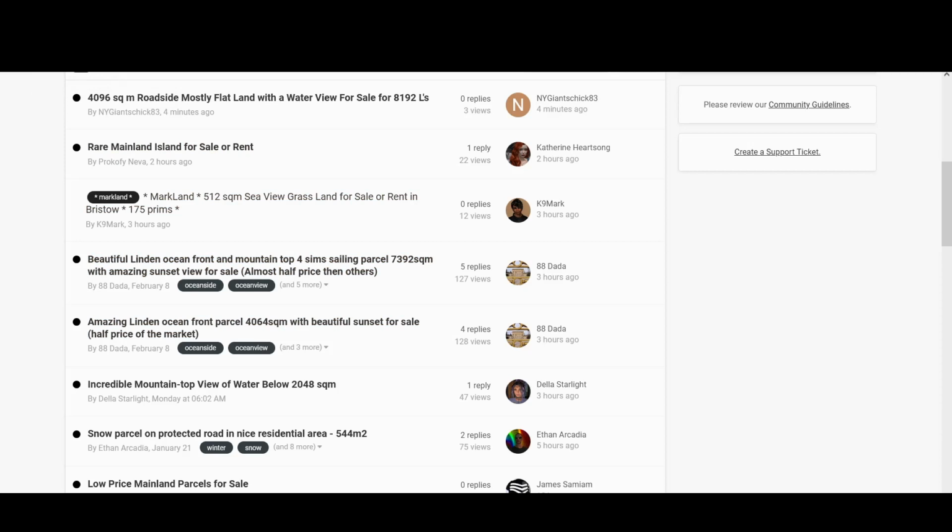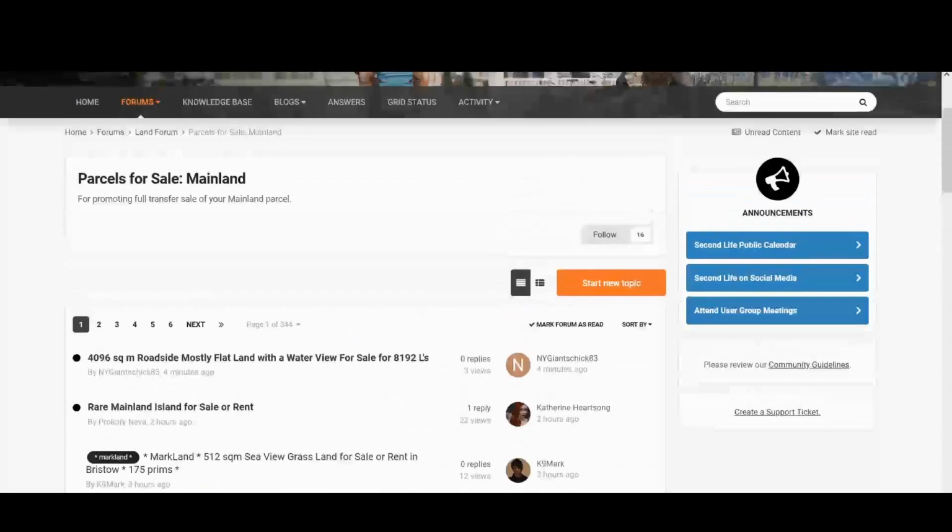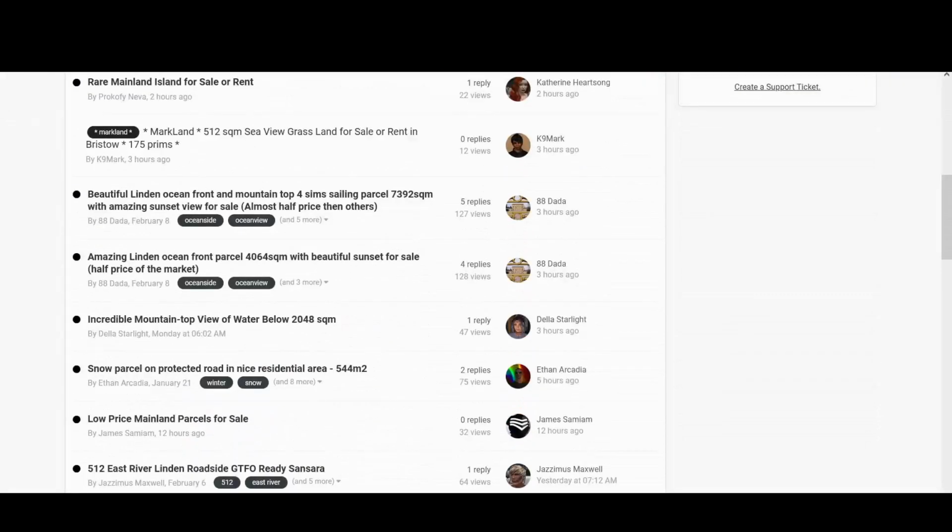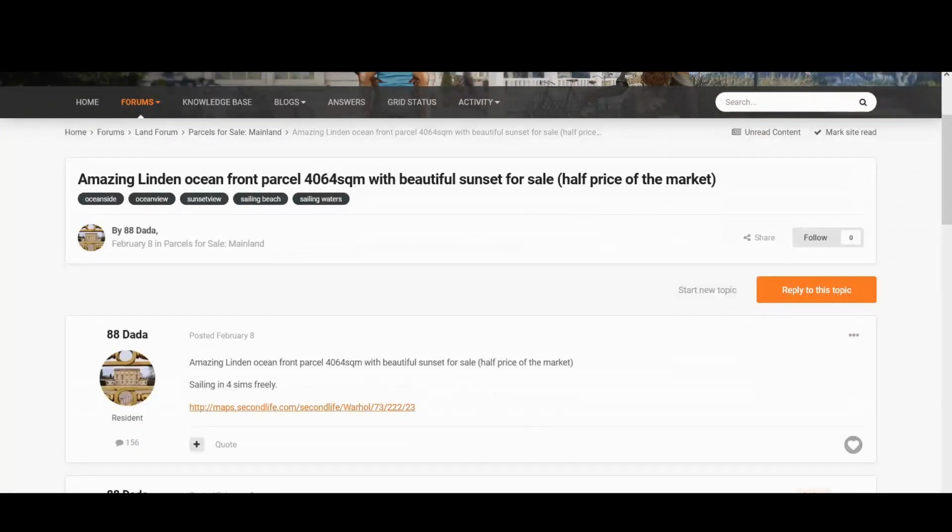Oceanfront and mountaintop foursomes sailing parcel. This is amazing. So let's take a look at the parcels for sale. I'm going to just go and take a price of the market. Let's go take a look at this.